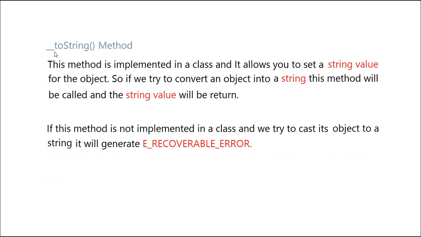To generate this recoverable fatal error, first we will discuss __toString method. This method is implemented in a class and it allows you to set a string value for the object. So if we try to convert an object into a string, this method will be called and the string value will be returned. But if this method is not implemented in a class and we try to cast its object into a string, it will generate a recoverable error.